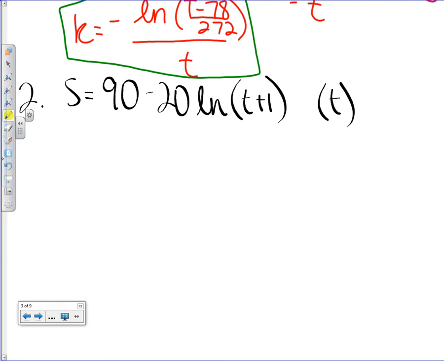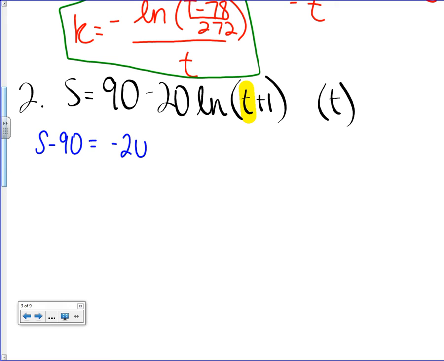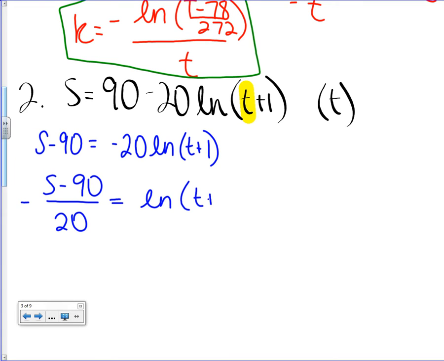All right, so let's look at this one. Now I'm solving for t, which is right there. So what do you think I need to get rid of first? The 90, and we're going to subtract it. And then we're going to get rid of the 20. And again, what's that? Yep, divide by negative 20. I'm going to put the negative out front. And it now looks like that.